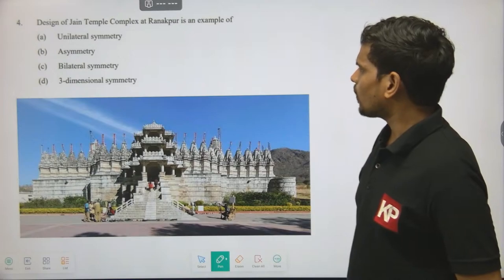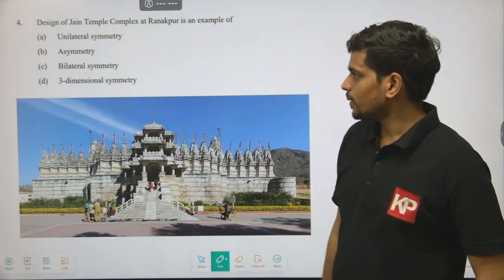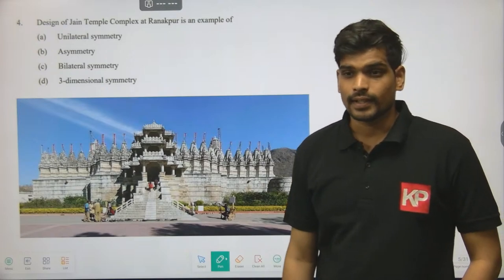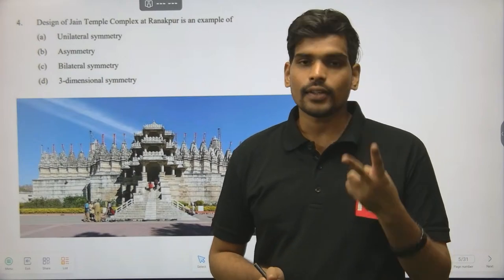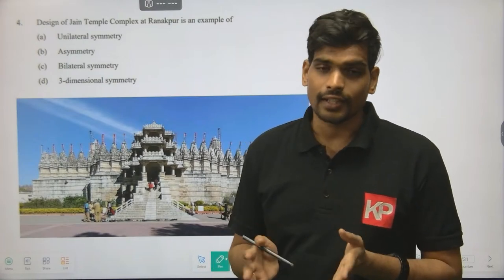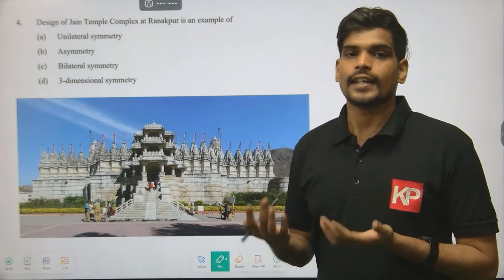Design of Jain temple complex at Ranakpur is an example of unilateral symmetry, asymmetry, bilateral symmetry, and three-dimensional symmetry. Now, in order to answer this question, you should know what the types of symmetry are. There are mainly two types of symmetry in architecture, in buildings. One is bilateral symmetry, the second is radial symmetry.